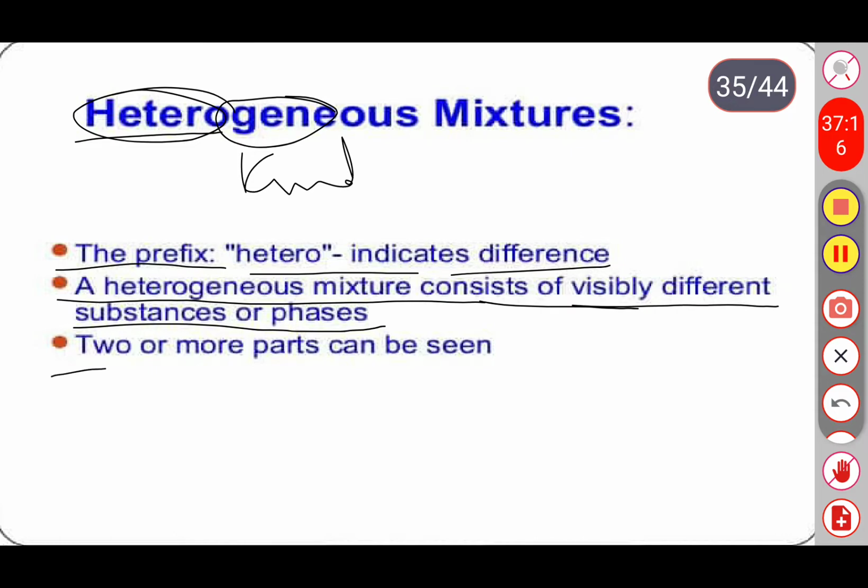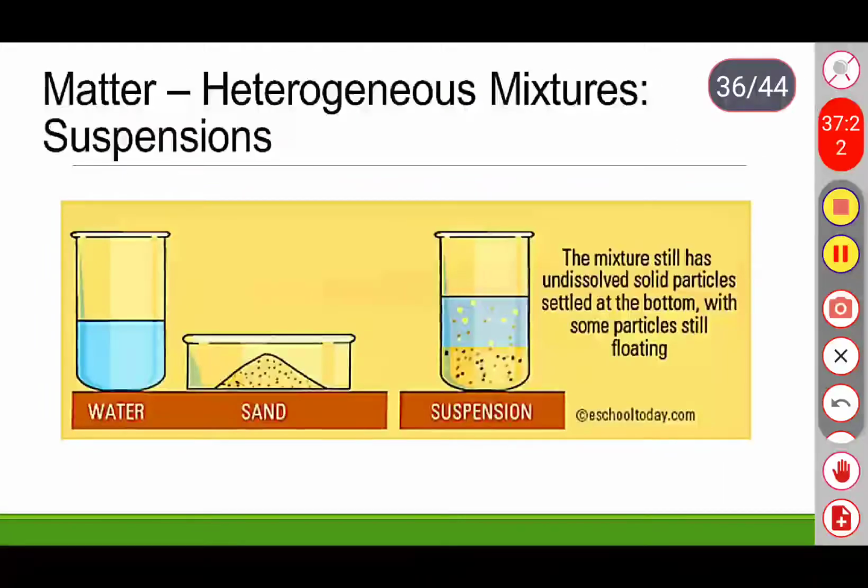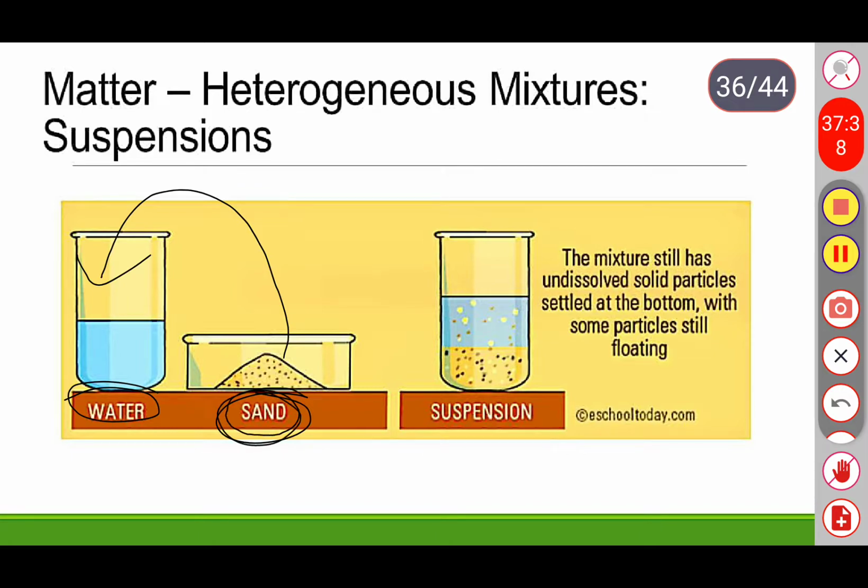For example, in the first image we are observing water, in the second image sand. When this sand is mixed in water, the sand particles are heavier, so they settle down at the bottom of the container. Here you are observing two phases. The first phase is the lower phase of the container, which consists of sand particles, and the upper phase of the suspension consists of water.